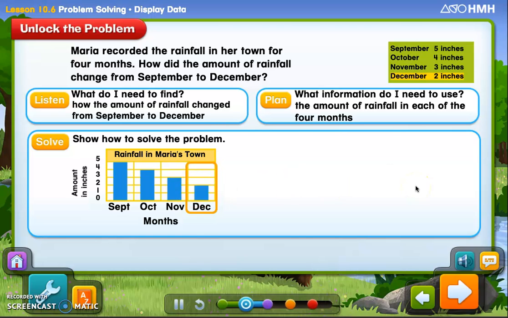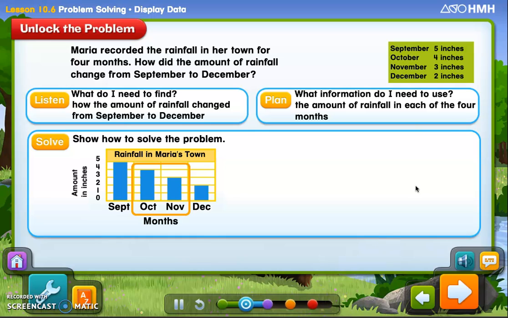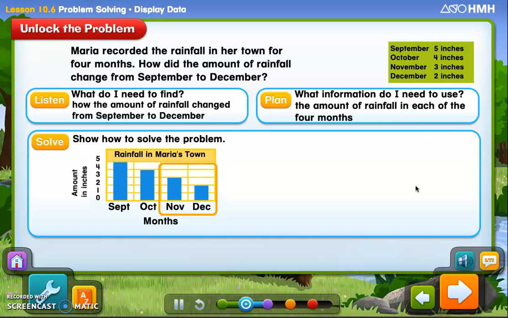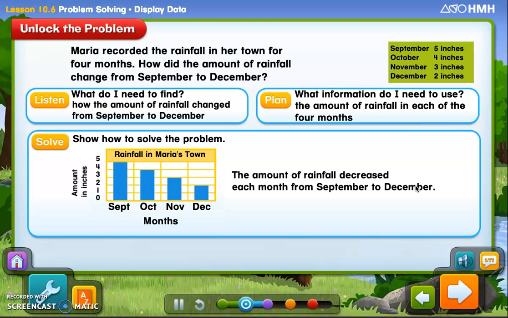The bar for December is drawn to 2 because the chart lists 2 inches of rainfall for December. There was less rainfall in October than in September. There was less rainfall in November than in October. And there was less rainfall in December than in November. The amount of rainfall decreased each month from September to December.